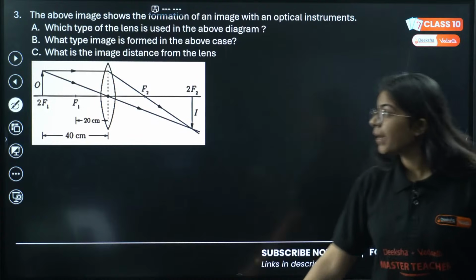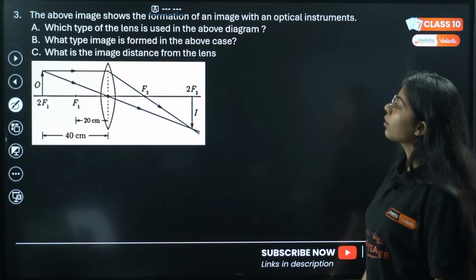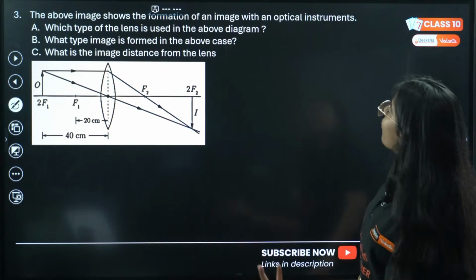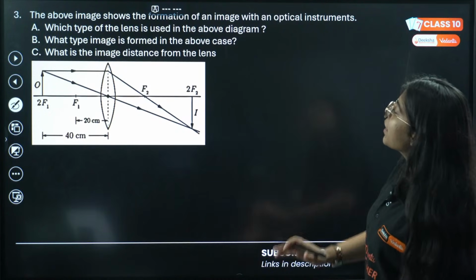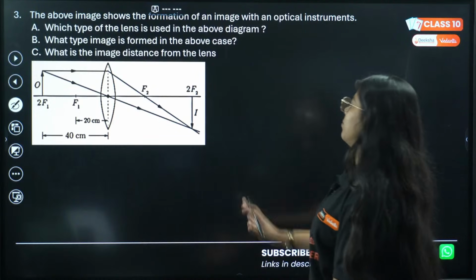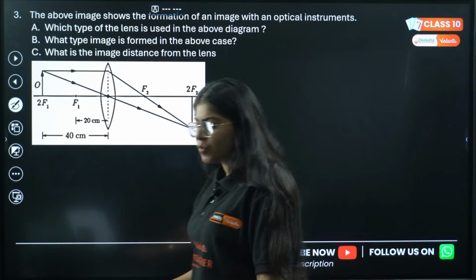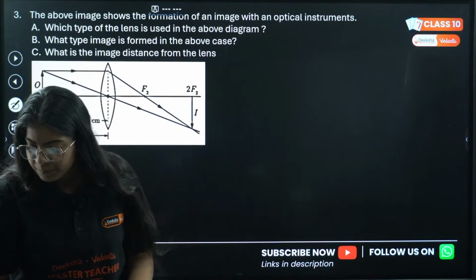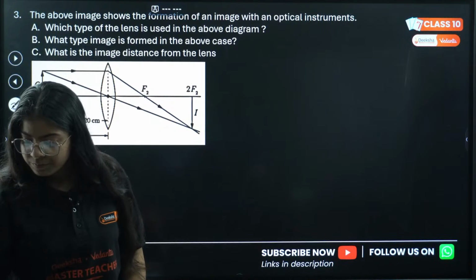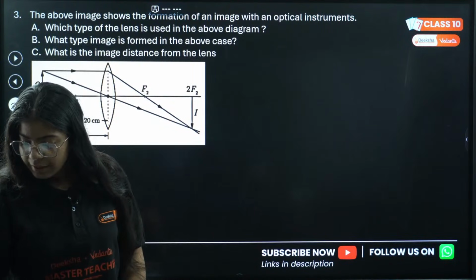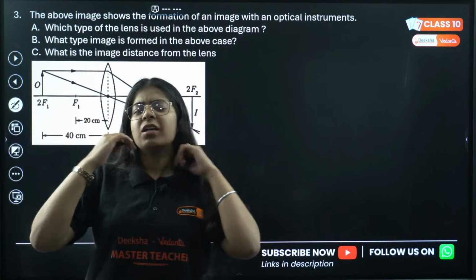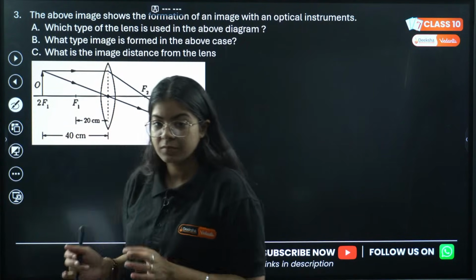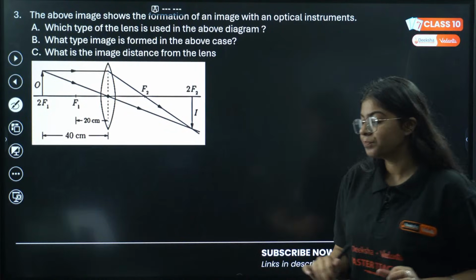The above image shows the formation of an image with an optical instrument. Which type of lens is used in the above diagram? This is very easy. They have given the lens. Which kind of lens is used in this diagram? Can you let me know in the live chat which lens is being used in this diagram? See the diagram carefully.